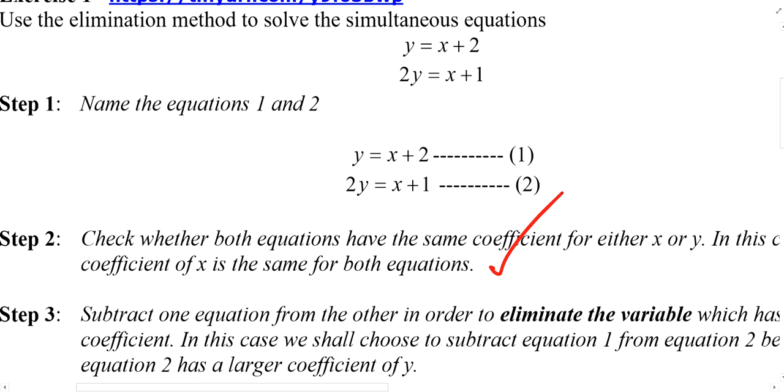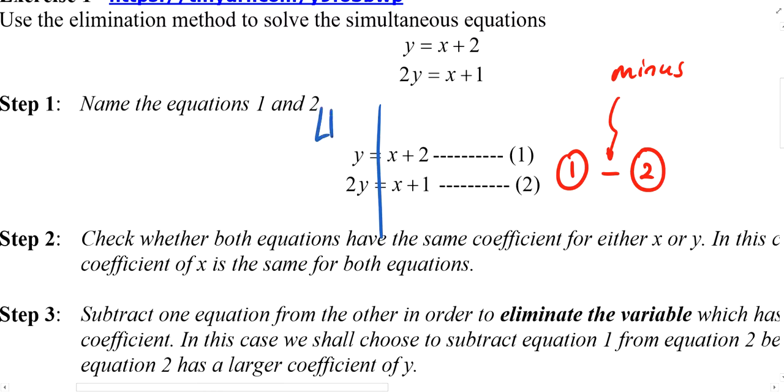Now, what happens if I take equation number 1 minus equation number 2? This over here is a minus. In our two equations, I can break them down into the left-hand side and the right-hand side. On the left-hand side, I have y in equation number 1 and 2y for equation number 2. On the right-hand side, equation number 1, I have x plus 2. For equation number 2, I've got x plus 1.